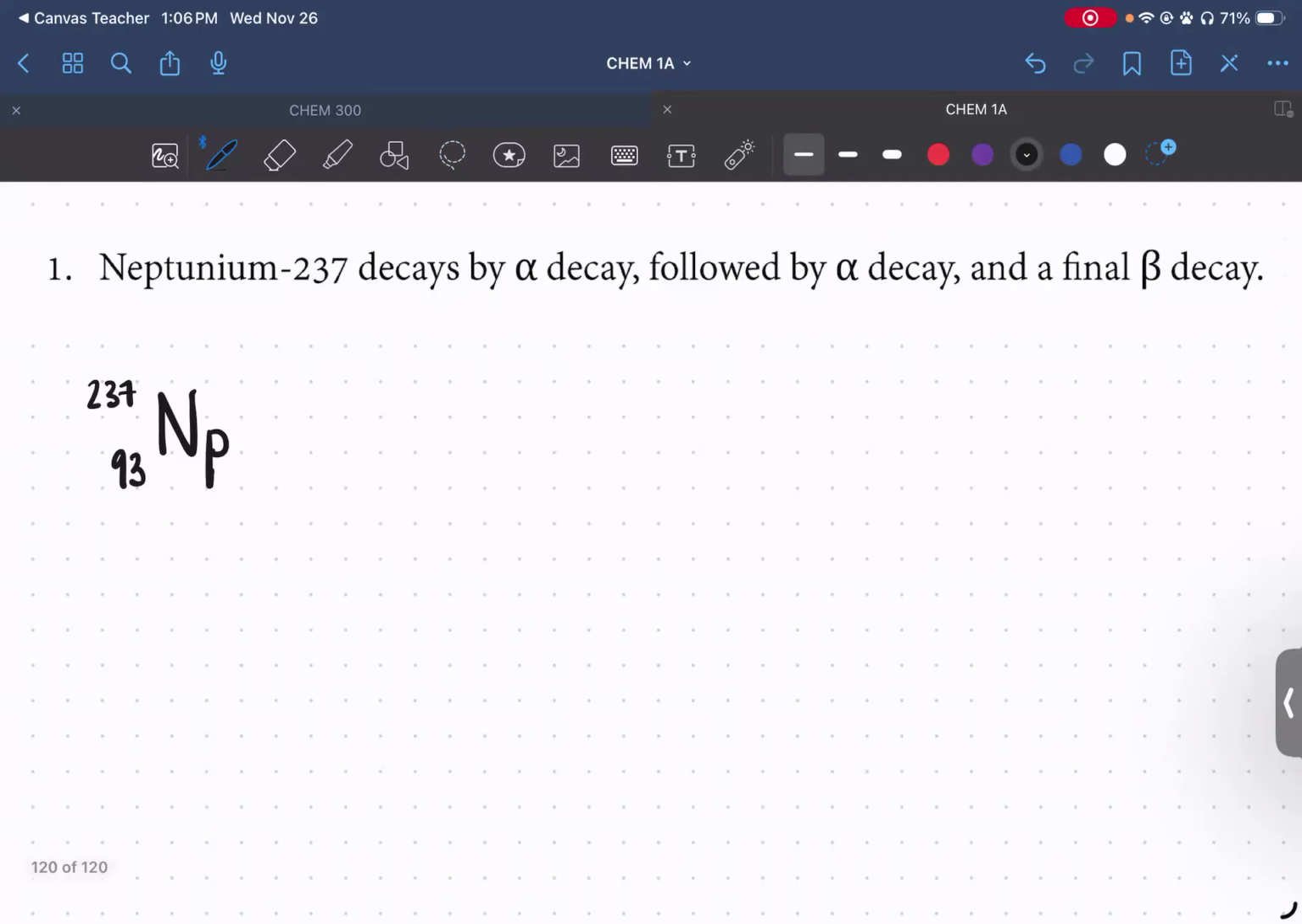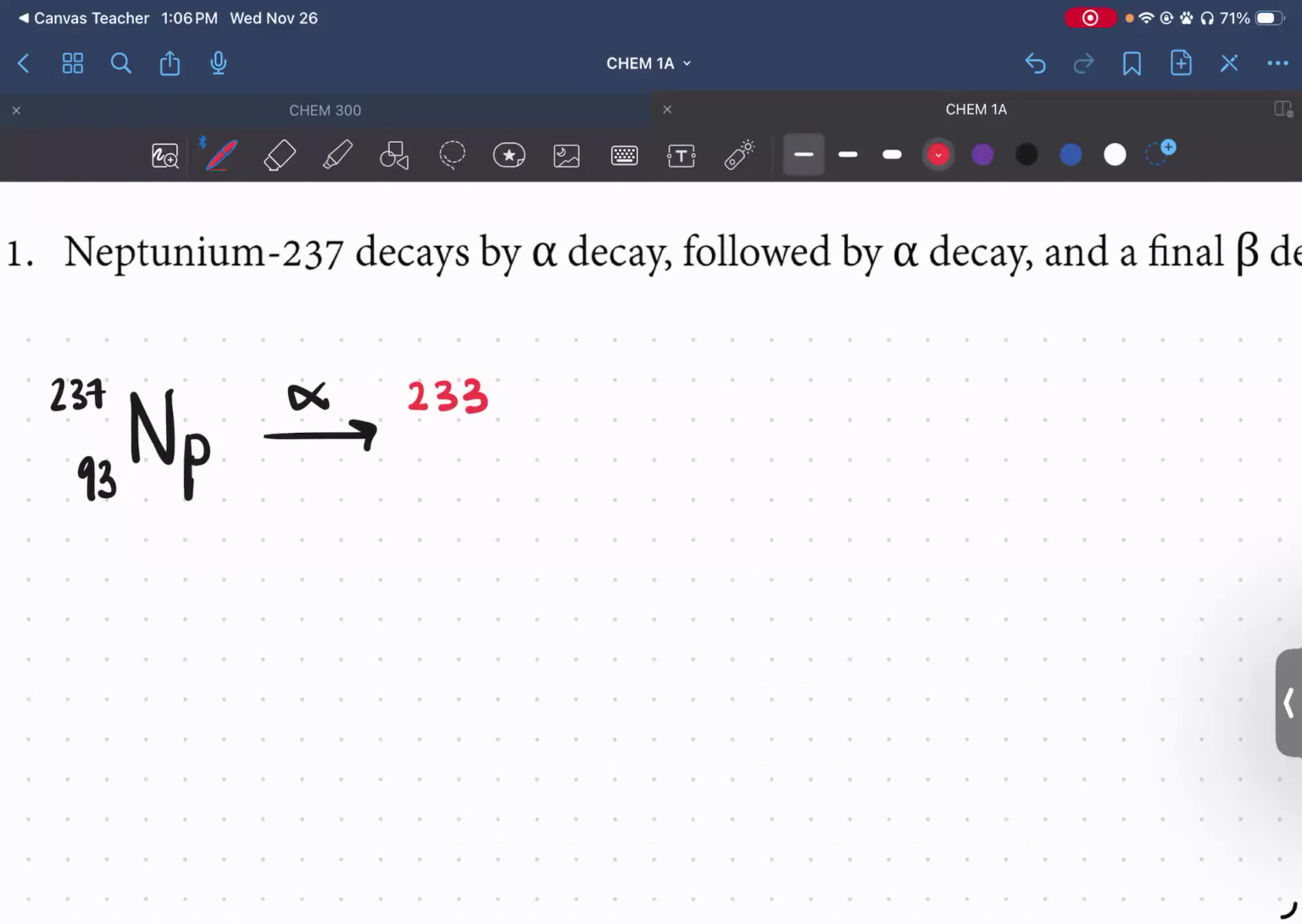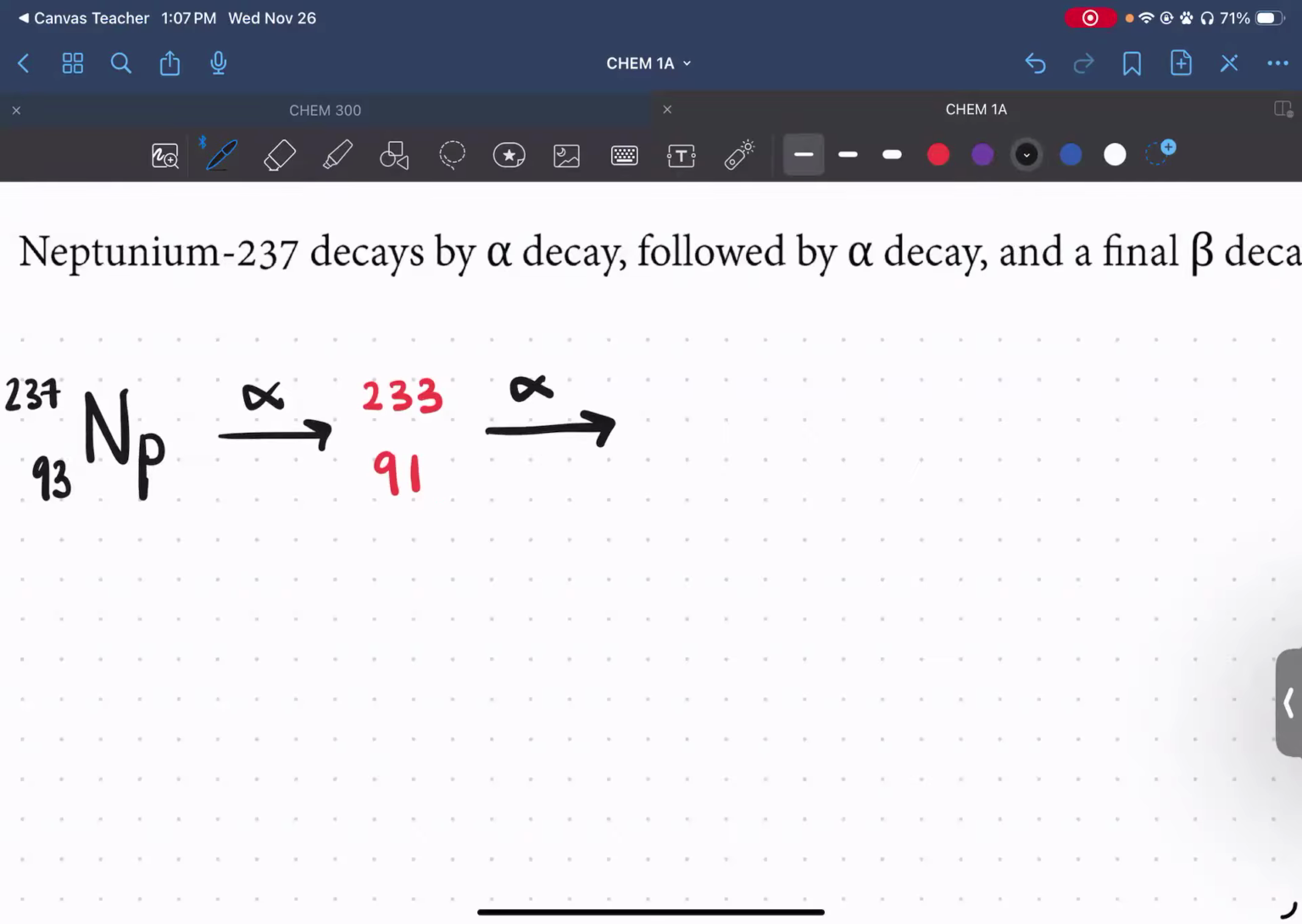Recognize that all I'm asking you for here is the final daughter. So I would not look for those individual particles that are formed. I don't care what's formed in the middle. I just want to know what happens at the end. So the very first thing I would do is our alpha decay. In an alpha decay, the mass number goes down by 4. The atomic number goes down by 2. I am not going to stop to identify this because I'm still not at the end. I'm going to immediately just go to the next decay, another alpha.